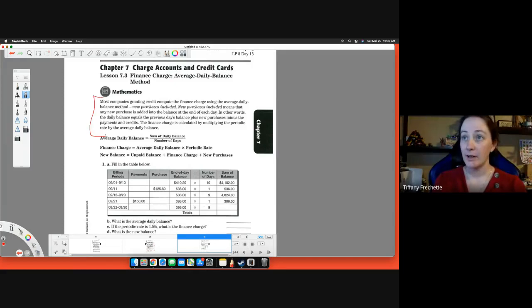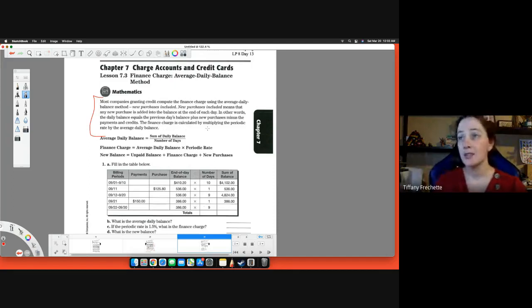All right, let's go ahead and read the summary here. Most companies granting credit compute the finance charge using the average daily balance method. New purchases included means that any new purchase is added into the balance at the end of each day. In other words, the daily balance equals the previous day's balance plus new purchases minus the payments and credits. So they compute the daily balance every day. That's why it's called the daily balance.